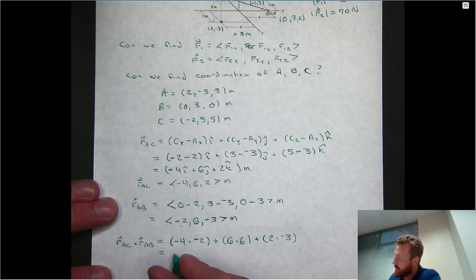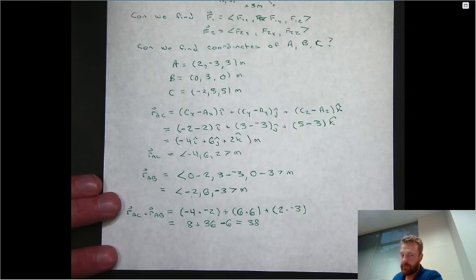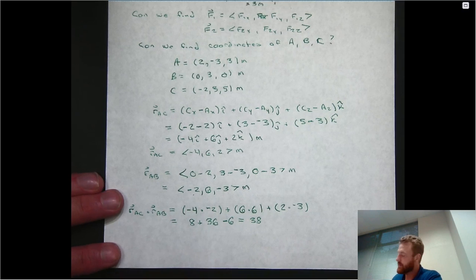So just doing that math, minus 4 times minus 2 is positive 8, plus 6 times 6 is 36. 2 times minus 3 is going to be minus 6. So if you do that math, I'm getting 38. And that would be in units of meters squared, right? Because it's something in meters times something in meters.